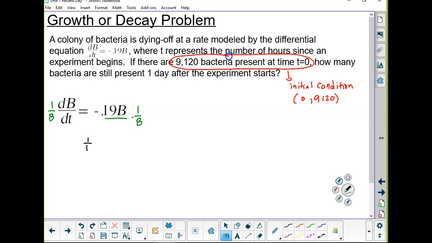And then when I do that, I'll get dB, so 1 over b dB, and I get negative 0.19 dt. So that's the separation of variables, which we've done a lot. So hopefully you're getting really comfortable with this. The only difference is it's not x and y, it's b and t. Now, the negative 0.19 is a constant, so I'm just going to leave that on the outside. And then we're going to do the antiderivative.